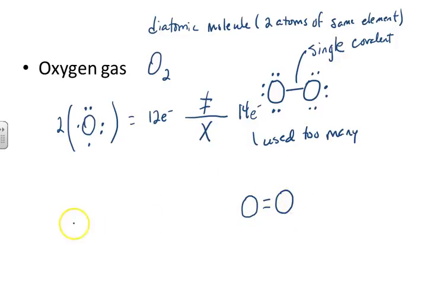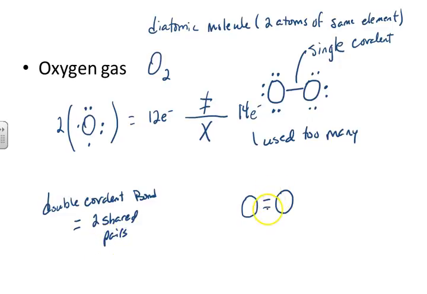Double bond, that's going to equal 2 shared pairs. So we've got 4 electrons in between the two oxygen atoms. We then again complete up to 8. 2, 4, 6, 8. 2, 4, 6, 8. That gives us 2, 4, 6, 8, 10, 12 electrons. Matches 12 electrons. This is a valid structure.